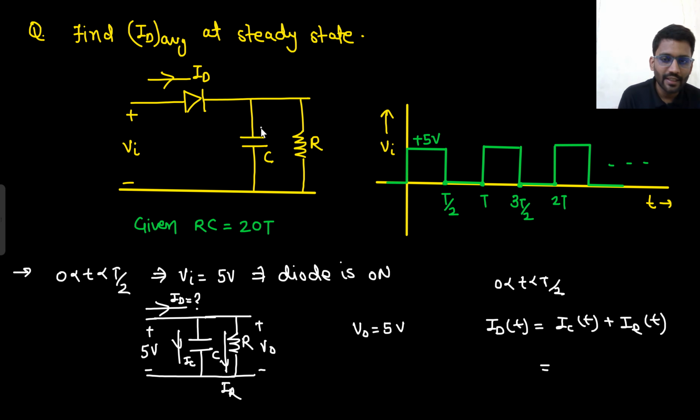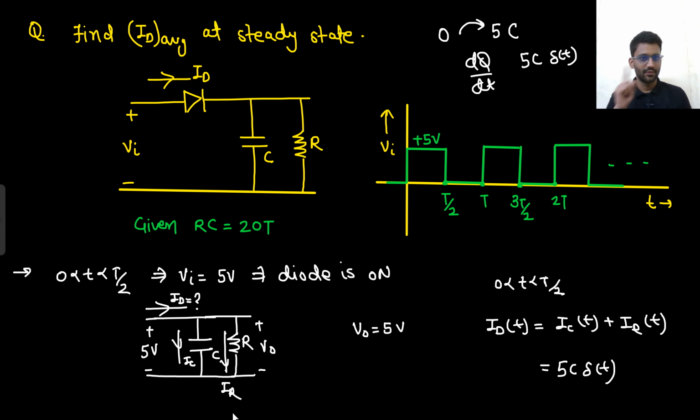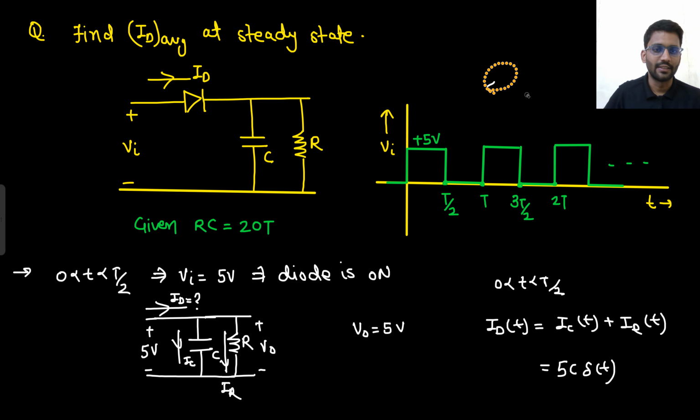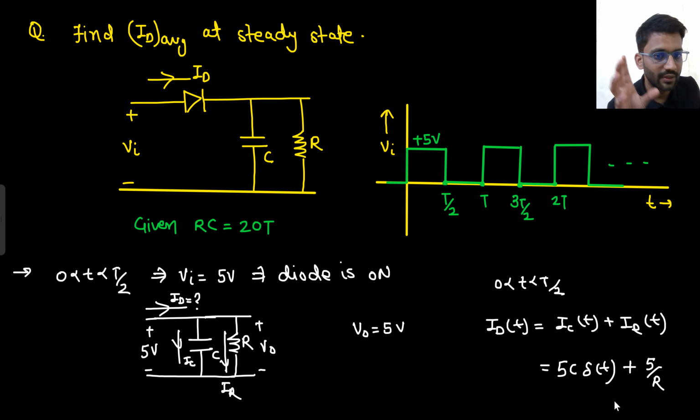No. Initially the capacitor was 0 volt, but suddenly it is going to 5 volt. So there will be an impulsive current. What will be that current? 5C delta T. Initially the charge was 0. Now the charge is 5C. So you are giving 5C charge in no time, dq by dt. That means the current is 5C delta T. This is my IC. Plus what is IR? IR is always 5 by R, since you are giving 5 volt across the resistor. So for 0 to T by 2, ID(t) is not 0. That is 5C delta T plus 5 by R. This is the current.